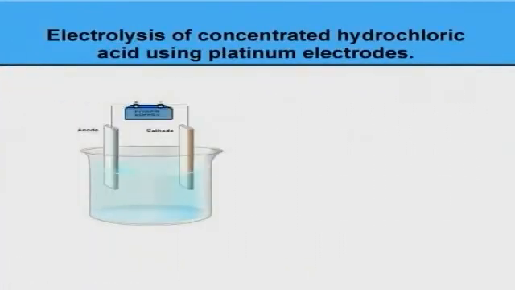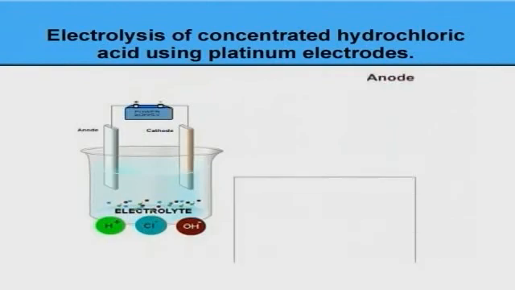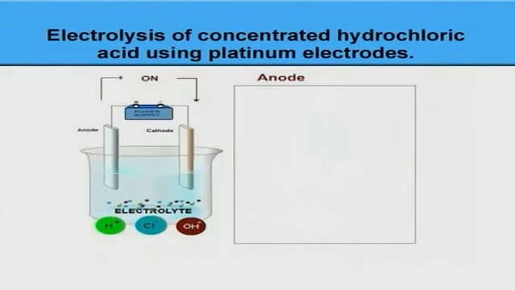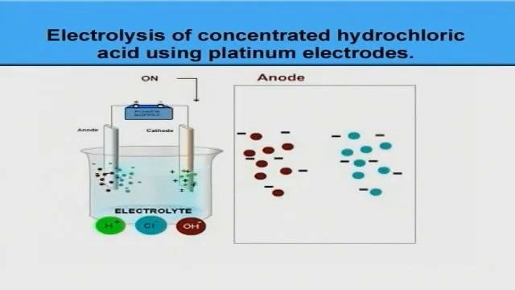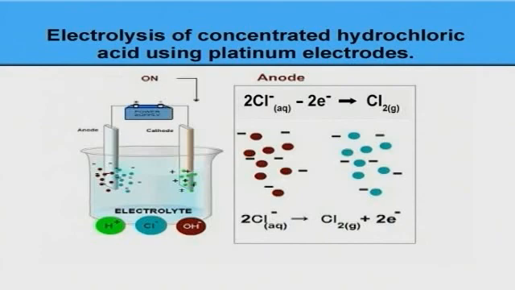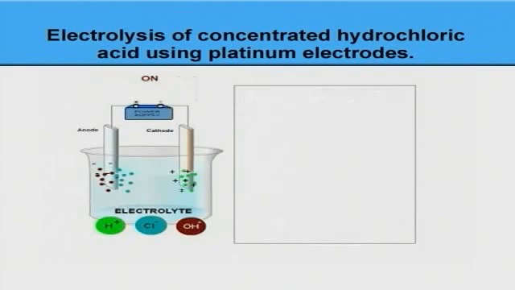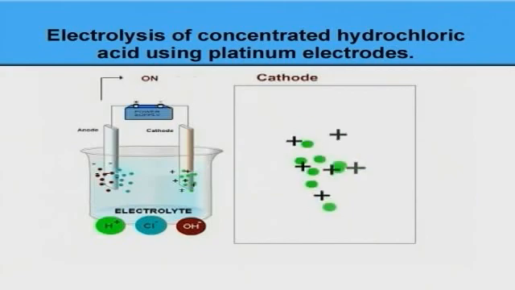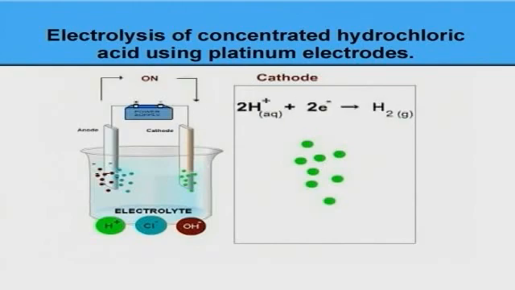The ions present are hydrogen, chloride, and hydroxide. Both the chloride and hydroxide ions migrate to the anode. The chloride ions will be preferentially discharged as they exist in a higher concentration. 2 moles of chloride ions lose 2 moles of electrons to give 1 mole of chlorine gas. At the cathode, only hydrogen ions migrate to the cathode and will be discharged to form the product hydrogen gas. 2 moles of hydrogen ions gain 2 moles of electrons to form 1 mole of hydrogen gas.